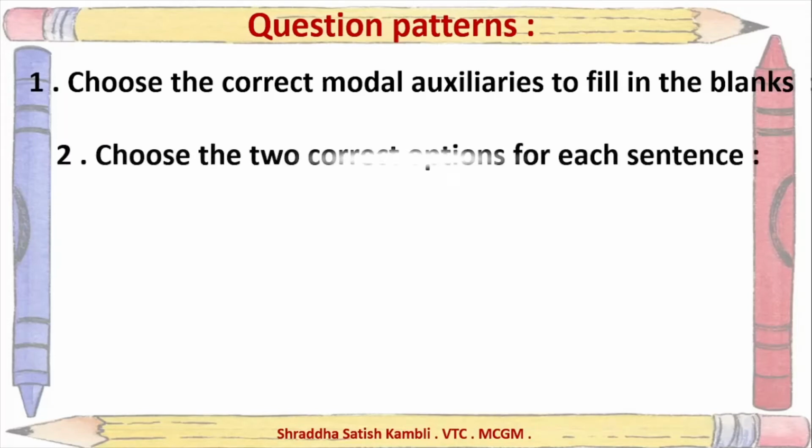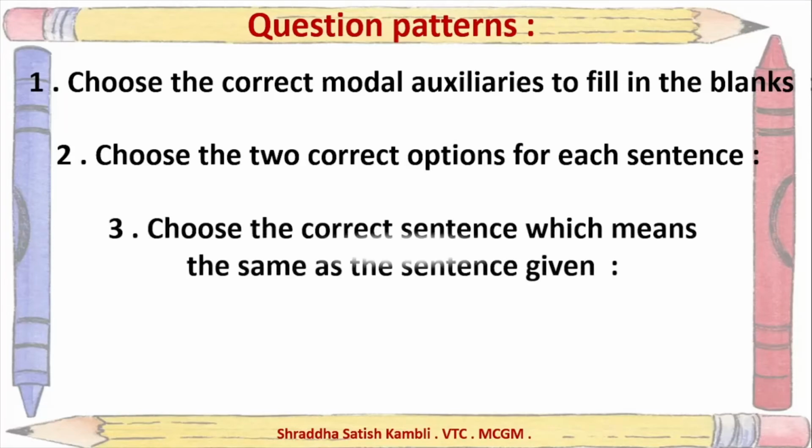The second pattern wants you to choose the 2 correct options for each sentence. So here in this case, you will circle or darken 2 circles. Only then your answer will be considered correct, because you have to select 2 correct options.